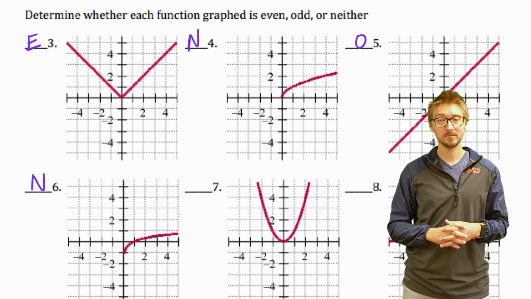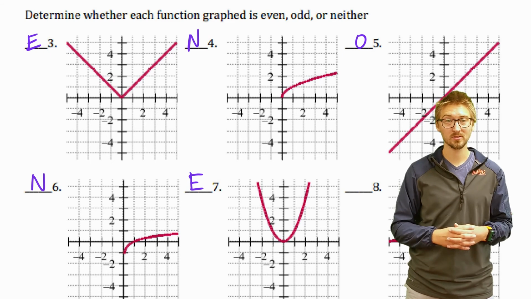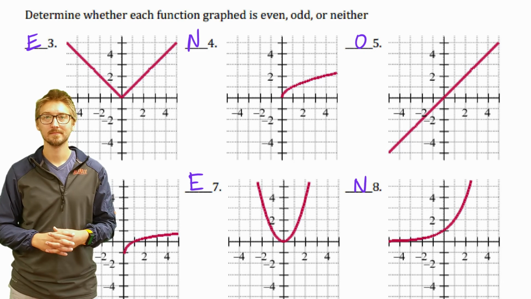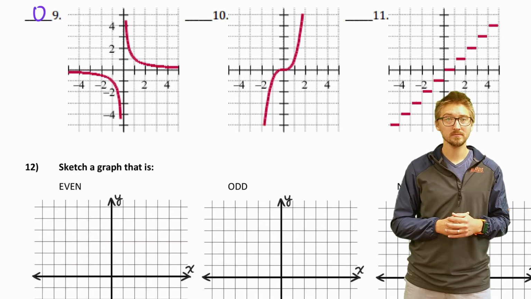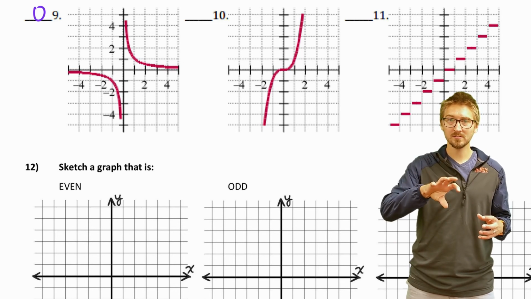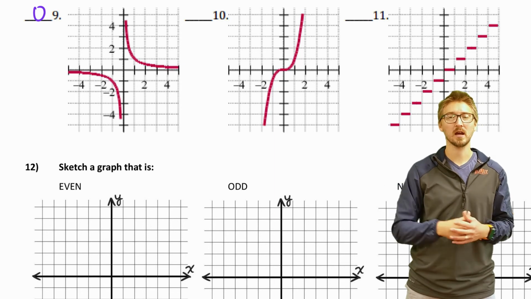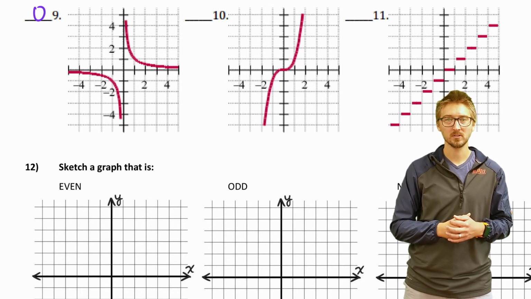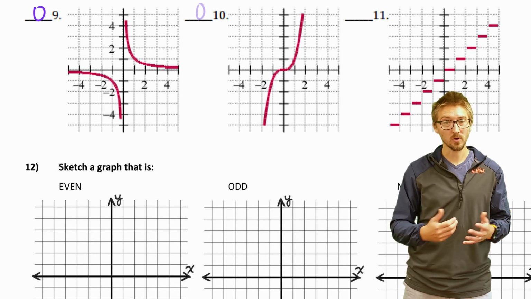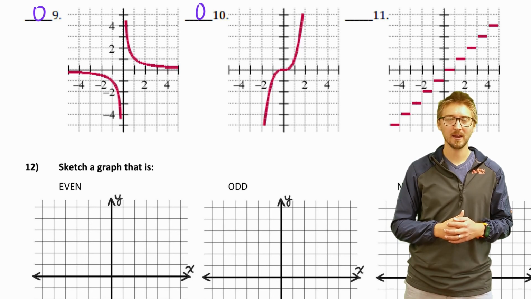6 is neither. 7 is an even function. It's actually very similar to the graph on the front. 8 is neither. 9 is an odd function. Now I know that there are 2 parts to this, but if you rotate it around the origin, the top right will land on the top left, and the top left will land on the top right. So that's an odd function, rotationally symmetrical. 10 is also odd.